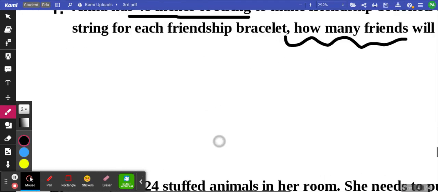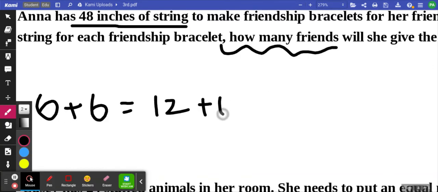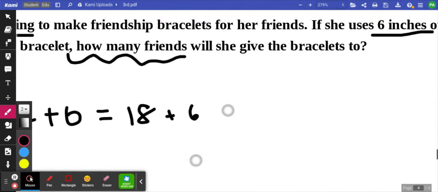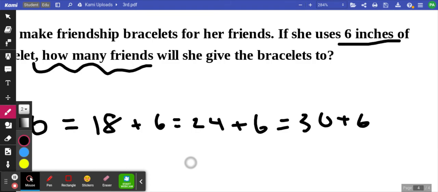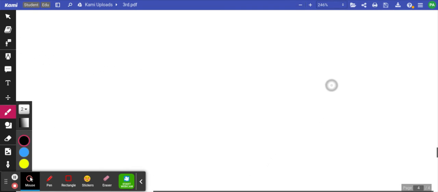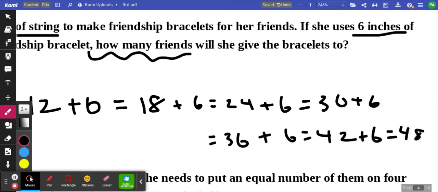So let's just continue to add 6 plus 6. So 6 plus 6, that's 12. Not quite 48 yet. Plus 6, you get 18. Not there yet. Plus 6, 24. Plus 6, 30. Plus 6, oops, we can go down here, equals 36. Plus 6, 42. Plus 6, 48. So we arrived at 48.